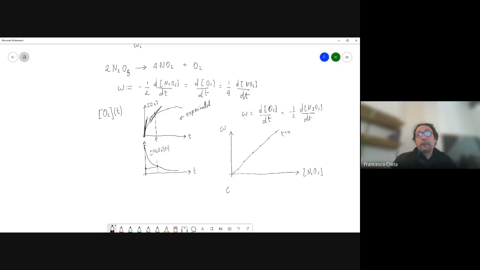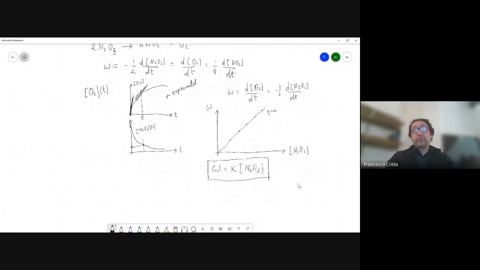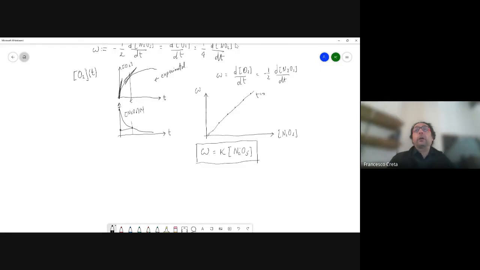So experimentally, I find that this omega is actually some constant, some slope, times the molar concentration of the nitrogen pentoxide. That is remarkable because it's a very simple kind of relation. Whereas this was a definition, this is actually a relationship, and it comes from experiments. So you can write this definition.